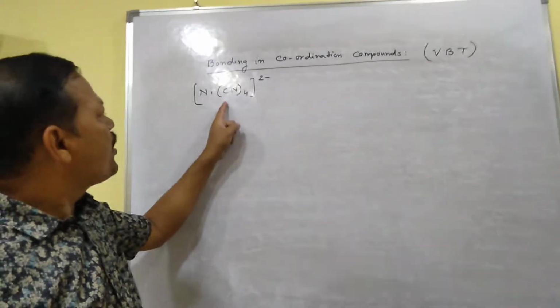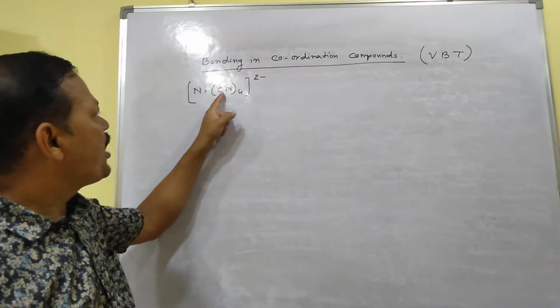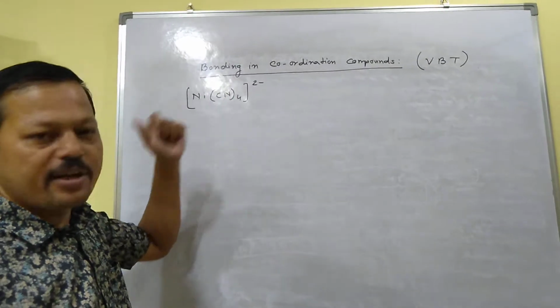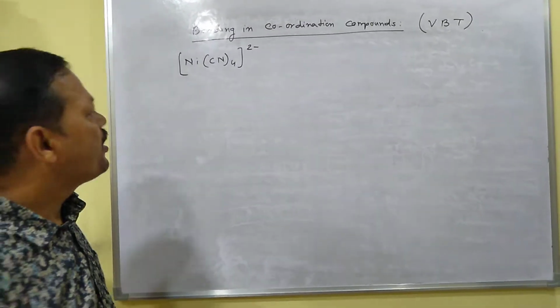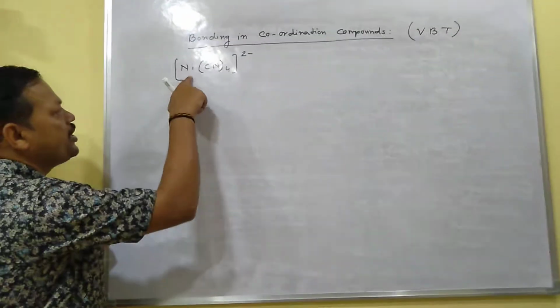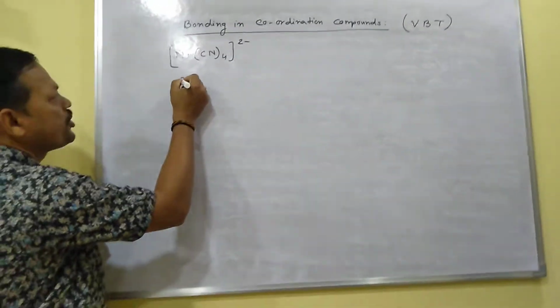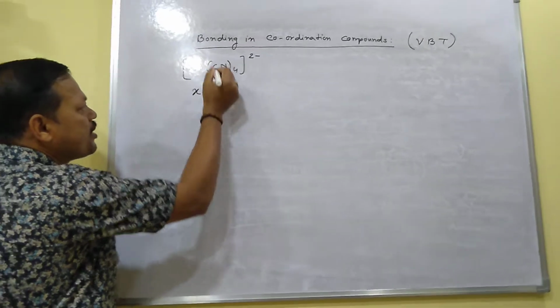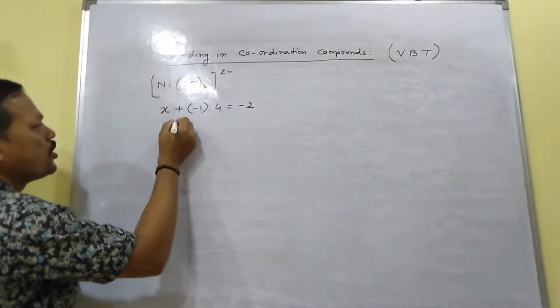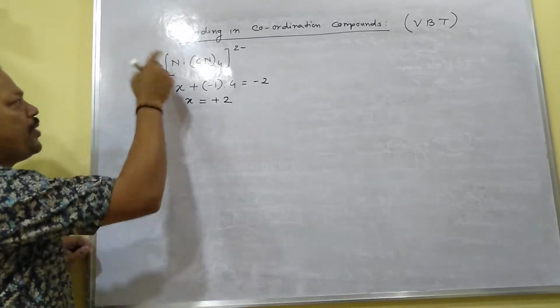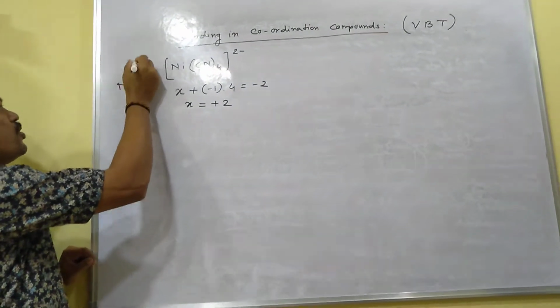This is another complex, tetracyanidonickelate(II), the name of the complex, IUPAC name. You have to find out what type of hybridization is shown by nickel. So as you know, if you want to find the oxidation number of nickel, x plus cyanide contains -1 charge times 4 equals -2, so x will be +2. I mean, here nickel exists as a 2+ ion.